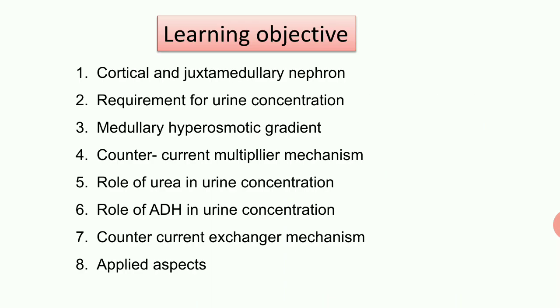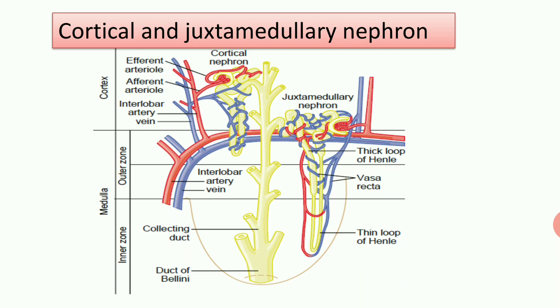Okay, so the learning objectives of this topic are to discuss the cortical and juxtamedullary nephron, the requirements of urine concentration, the medullary hyperosmotic gradient, then the counter current multiplier mechanism, the role of urea in urine concentration, and the role of antidiuretic hormone in urine concentration. Then we'll discuss the counter current exchanger mechanism, and at last the applied aspect of this topic.